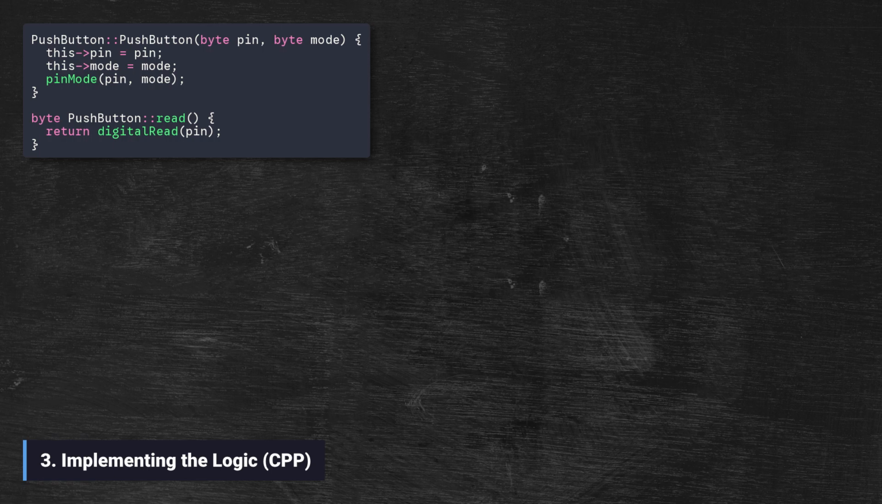In the CPP file, we update the constructor to apply the specific mode to the pinMode function. Now, if you pass INPUT_PULLUP, the Arduino activates its internal resistor automatically. This removes the need for external resistors on your breadboard, simplifying your circuit significantly.